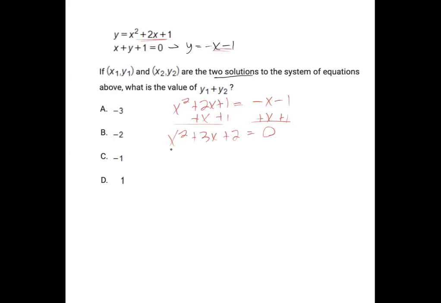Now this is a BC factoring situation. This is in the format of ax squared plus bx plus c, but we only really see numbers in the b and the c spot. In the a spot, we have the invisible number 1. So this is BC factoring.